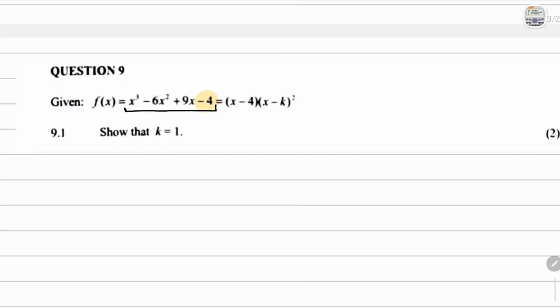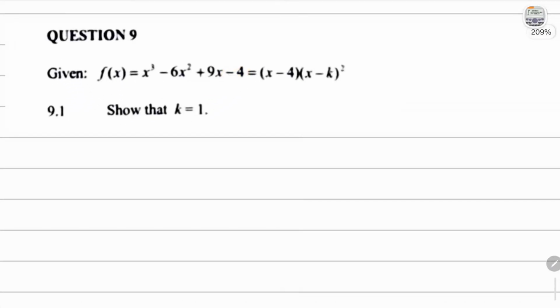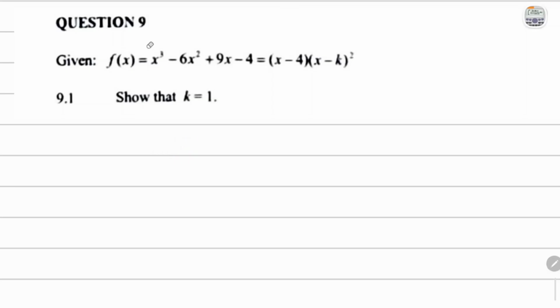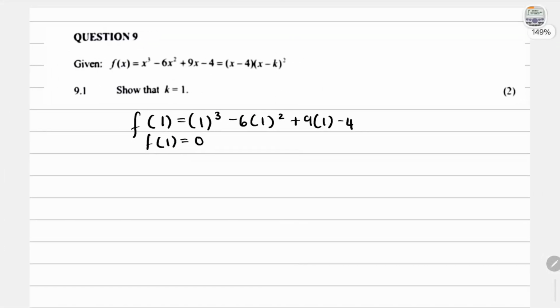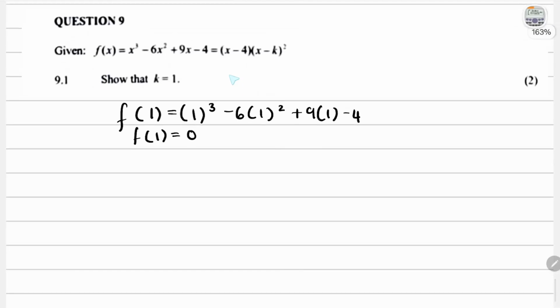So it works. So what I'm going to just do is, I'll show them that I actually did try it. I'll say f of 1 gave me 0. I'm also just going to put the calculation of that. So now that we know that that works out, you can factorize this using long division. I mean, it's only for 2 marks. So this one, I'm not sure if you're really supposed to factorize it.